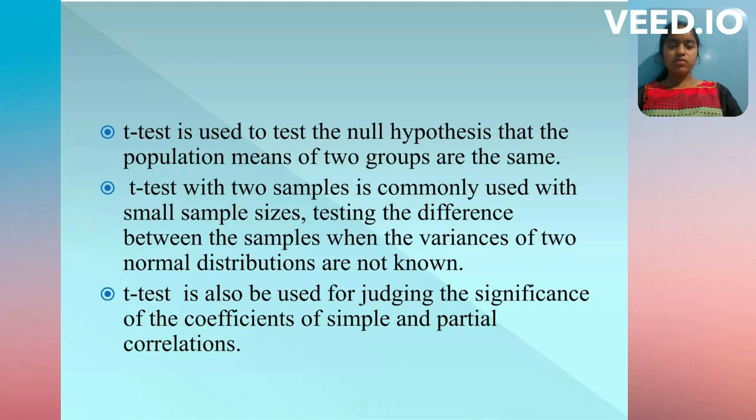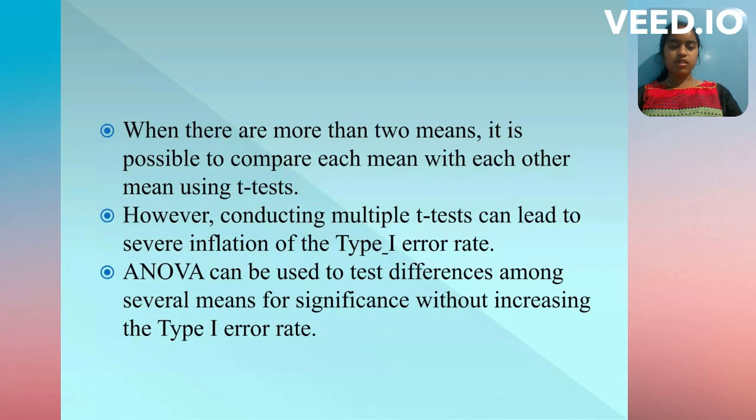T-test is used to test the null hypothesis that the population means of two groups are the same. T-test with two samples is commonly used with small sample size, testing the difference between the samples when the variance of two normal distributions are not known. T-test is also used for judging the significance of the coefficients of simple and partial correlations.